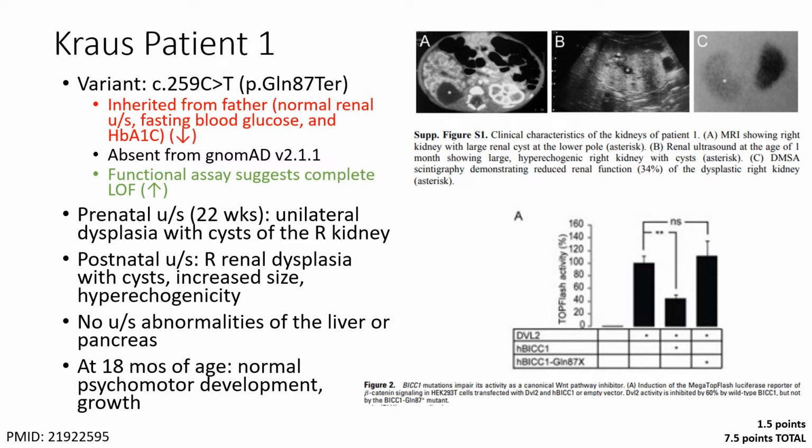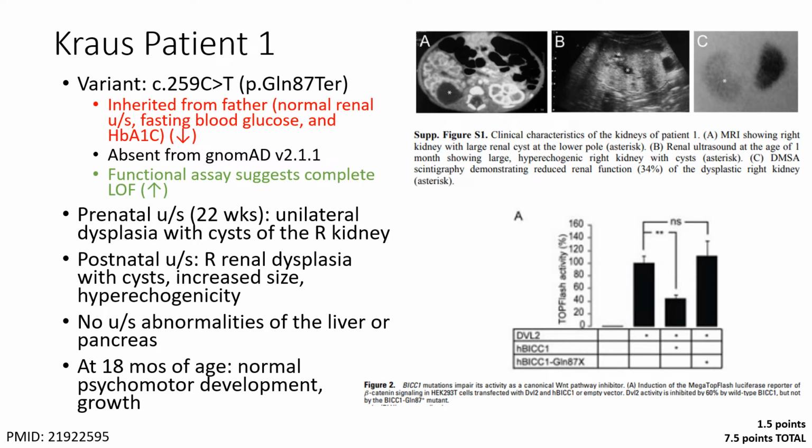So previous experiments had demonstrated that BICC1 is an inhibitor of the WNT beta-catenin signaling pathway. On the right, the authors are showing that wild-type BICC1 is able to inhibit beta-catenin signaling by 60%, but the truncated BICC1 was unable to do so, with levels remaining the same as the control, which was an empty vector, suggesting complete loss of function.